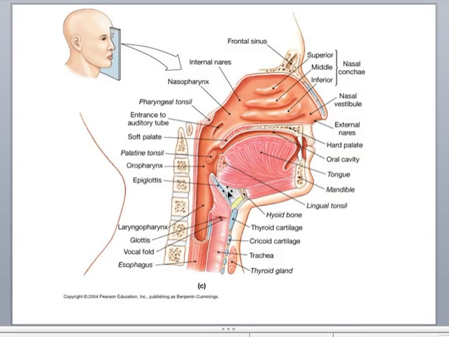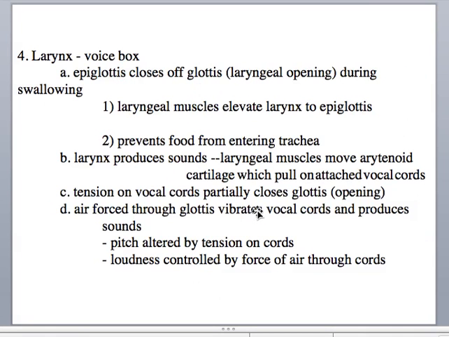Here is your larynx. When you swallow, this area of your larynx here is actually lifted up by laryngeal muscles, and it's lifted up so that the epiglottis can close over top of it. So this doesn't shove way down. Your larynx actually rises up because of the muscles, and it will then be covered over by your epiglottis. Again, it prevents food from entering the trachea.